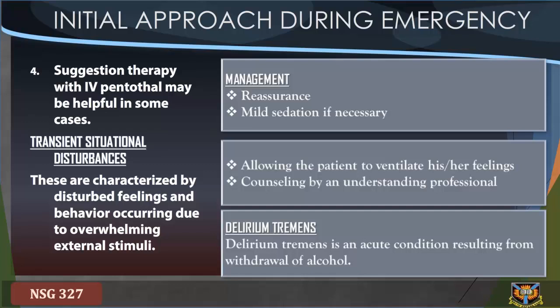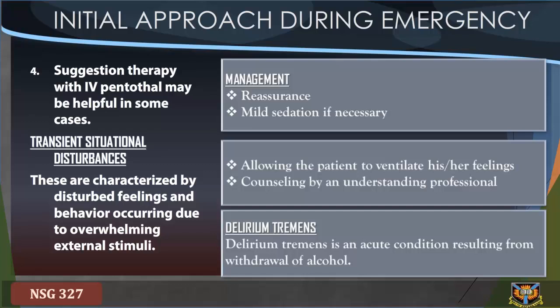Transient situational disturbances. These are characterized by disturbed feelings and behavior occurring due to overwhelming external stimuli. Management: Reassurance. Mild sedation if necessary. Allowing the patient to ventilate his or her feelings. Counseling by understanding professional.